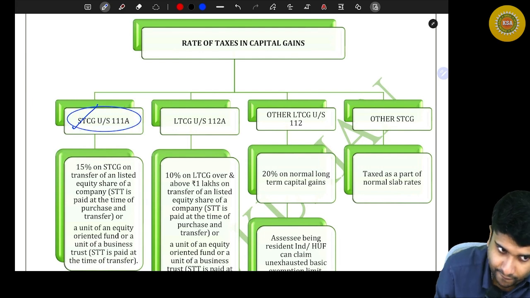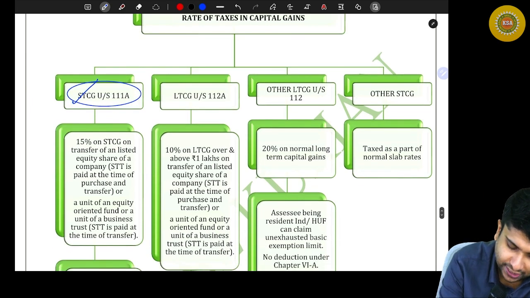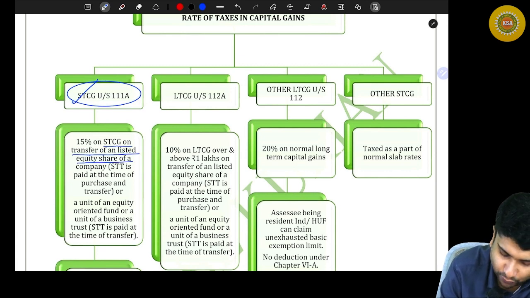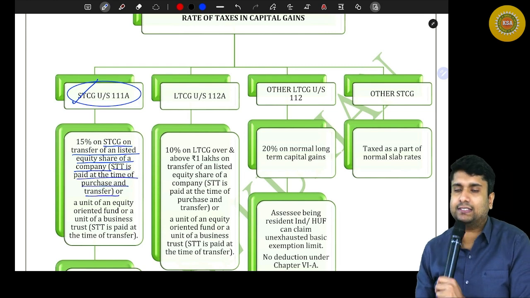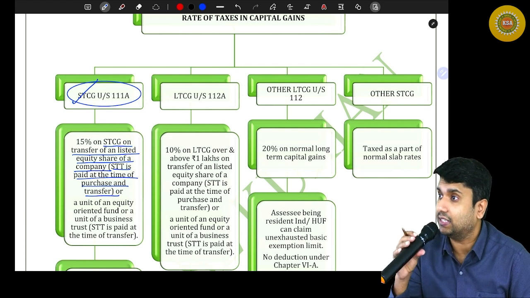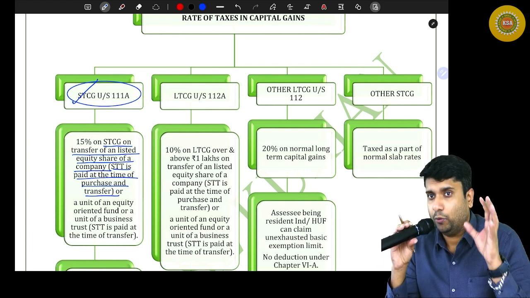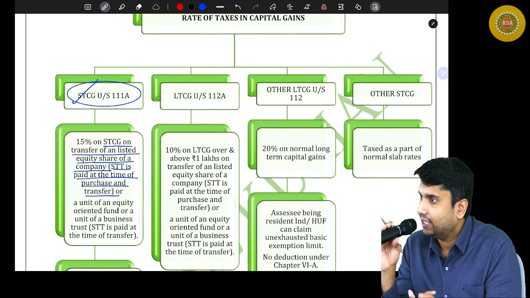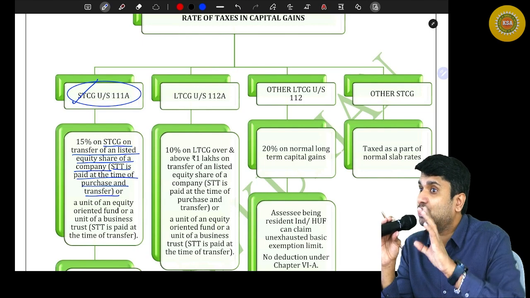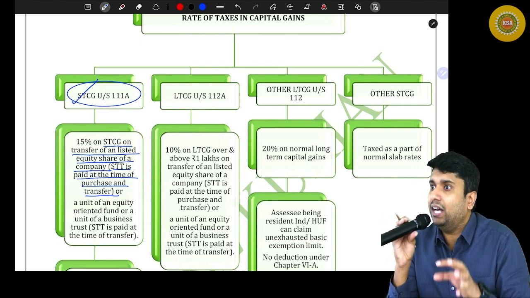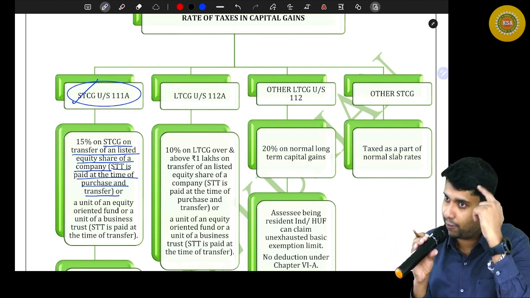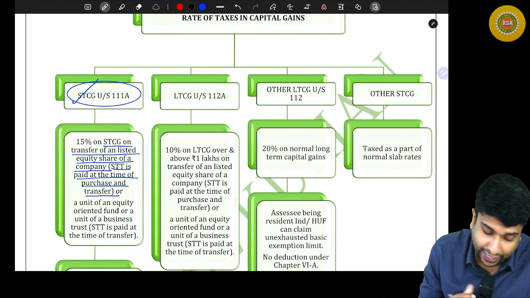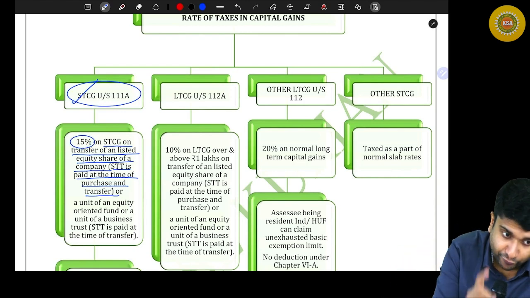What is the short-term capital gain under 111A? Short-term capital gain on transfer of listed equity share of a company where STT is paid at the time of purchase and transfer. Very simple. You purchase some listed shares, you hold them for some period, and you sell that listed share. If the period of holding is 12 months or less, the gain you get will be a short-term capital gain, and that shall be taxable under 111A. The rate of tax is a flat 15%.